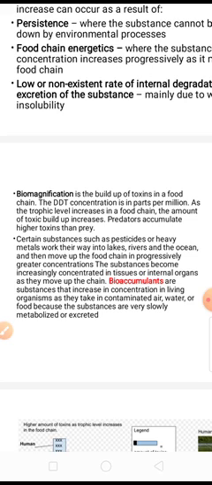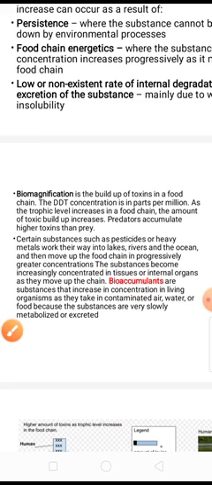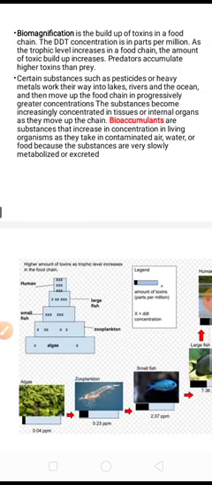Understood? Now the next important one is bioaccumulants. Accumulation. Bioaccumulants are substances that increase in concentration in living organisms as they take in contaminated air, water, or food because the substances are very slowly metabolized or excreted. Now the next slide: the higher amount of toxin as the trophic level increases in the food chain.